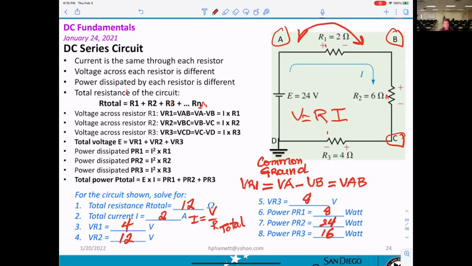I might try to make it clearer with this example. It's a very, very basic thing. So it's just 24 divided by 12, which gives you 2 amps, is that correct? Yeah, 24 divided by 12.